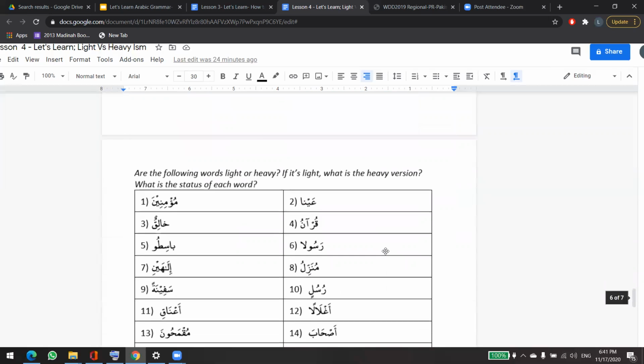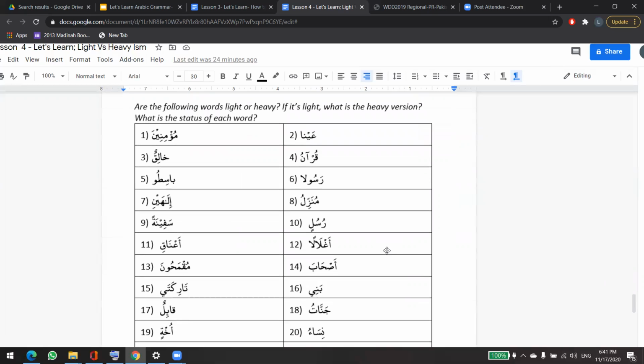Now, this is the exercise for lesson 4. Inshallah, I'm going to do the first few words for you, and the rest of the words you are going to do on your own. And if you find any difficulty, you can ask me during the interactive session, inshallah.